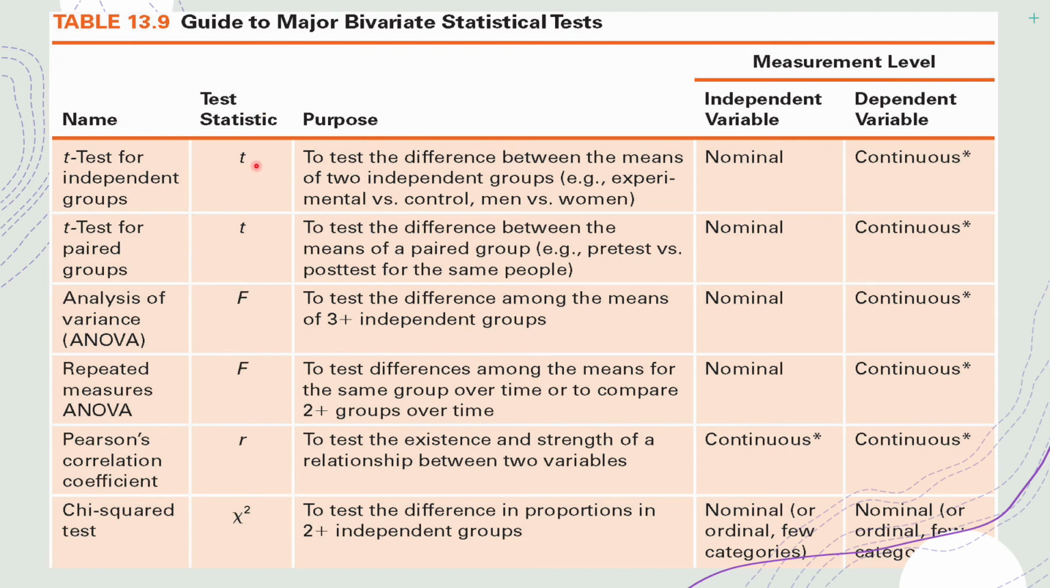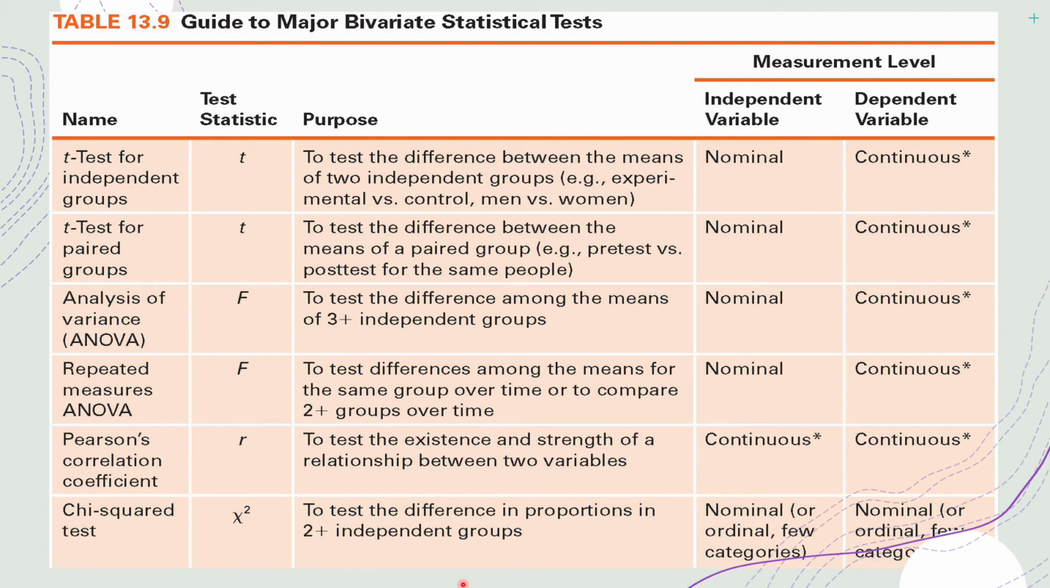So you will see a t-test, whether it's a t-test for independent groups or a t-test for paired groups, it will be a t. So for independent groups, it's used to test differences between means of two independent groups, an experimental versus a control, men versus women. The independent variable is nominal and the dependent variable is continuous data.